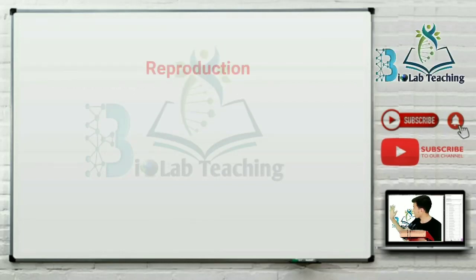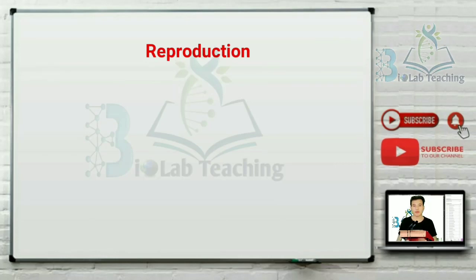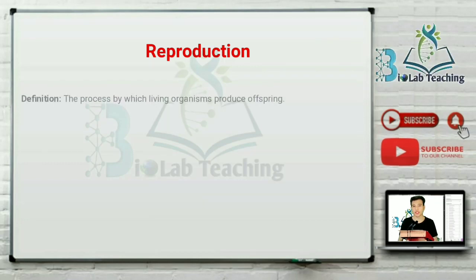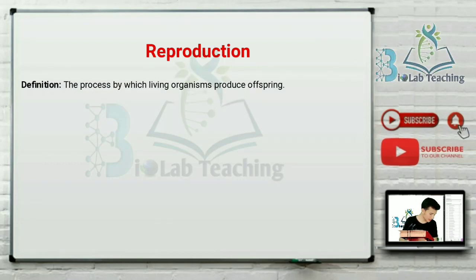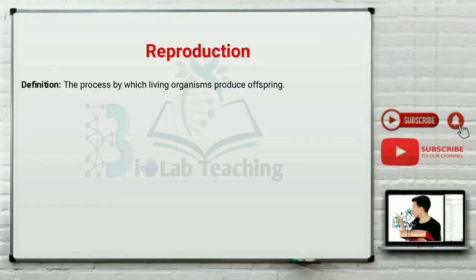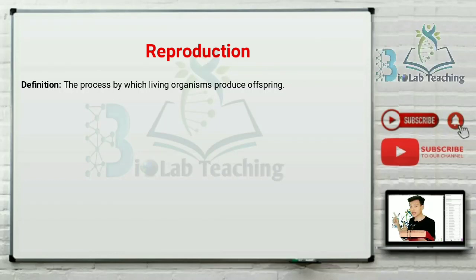The next one we have is reproduction. As you know, re means again, and reproduction is about producing again, meaning regeneration. So what is the process of reproduction? It is the process by which living organisms produce offspring, meaning they continue their race and their populations. That is known as reproduction.